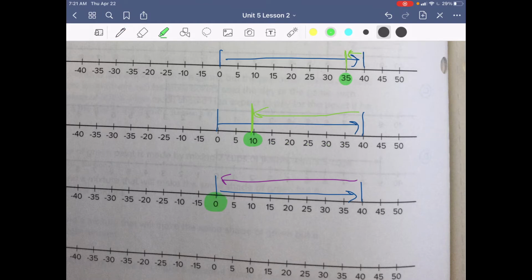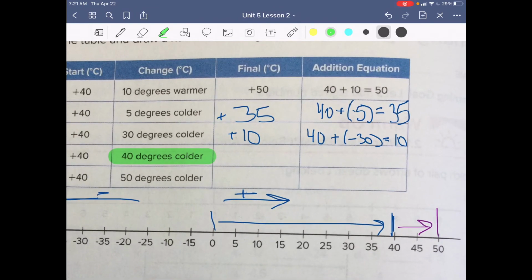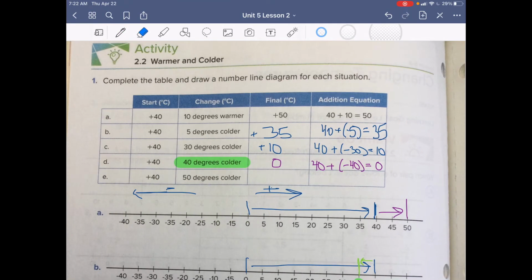Isn't that interesting? So these perfectly canceled each other out because it was up at 40 and it went down 40 right to the 0. So let's go up here. Our final degrees was just 0. So we had 40 plus negative 40 equals 0. And now it's time for the last one on this page.